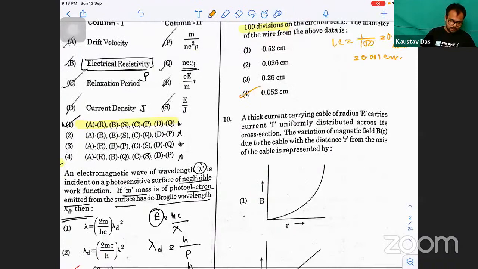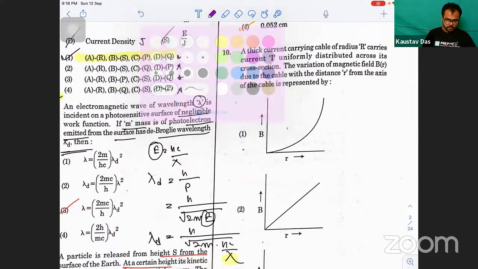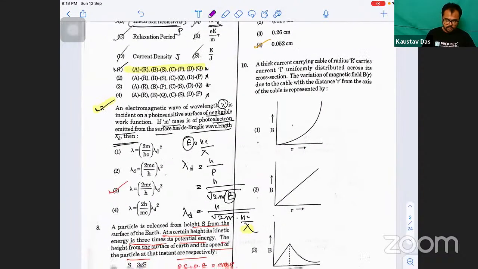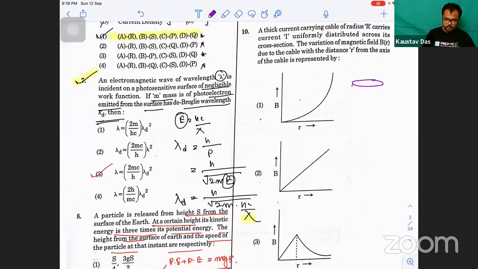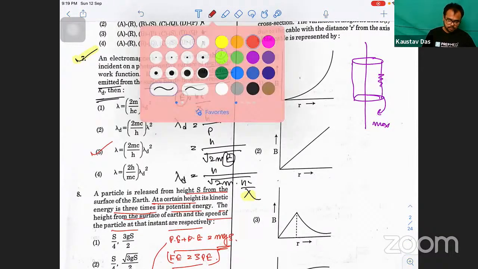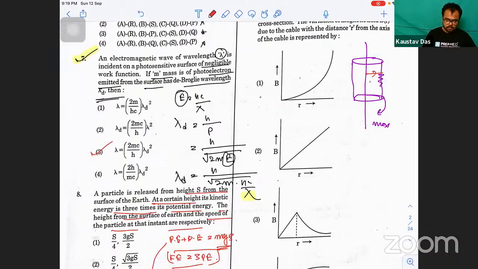Let us come to question number 10. Here in question number 10, a thick current carrying cable. So you know it's a kind of cylinder we can consider. This is a thick solid cylinder. So in case of a solid cylinder, you know how the value of the magnetic field changes if I consider from the center as we go outward. At the center it is going to be 0, and as we go towards the surface, the value of the field is going to increase. And as we go out of the cylinder, the value is going to decrease.